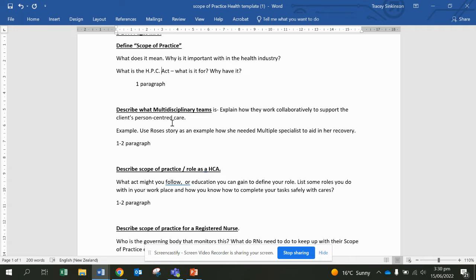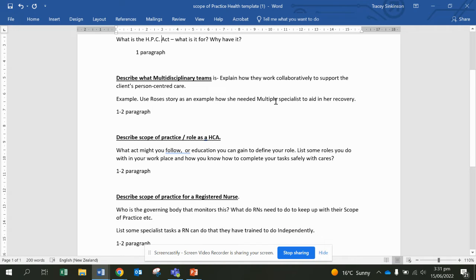What would be good, because we've used Rose's story, is to think about her story, rewatch the YouTube clip, and list all the multi-specialists that are aiding in her recovery, and how they all work well and support one another. She has quite a lot of specialist teams on board to get the best out of Rose's recovery. So maybe talk a little about Rose's story as an example, but still always go back to the question: describe what multidisciplinary teams are and explain how they work collaboratively. Well done. You're doing good so far.